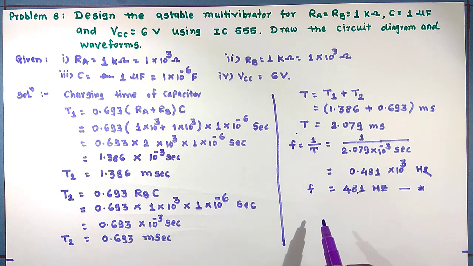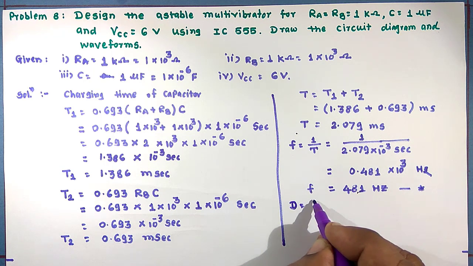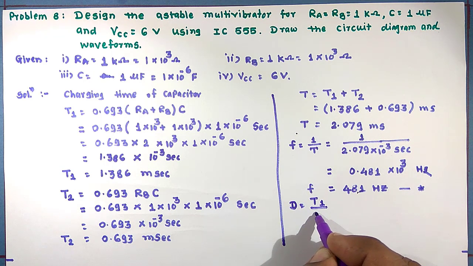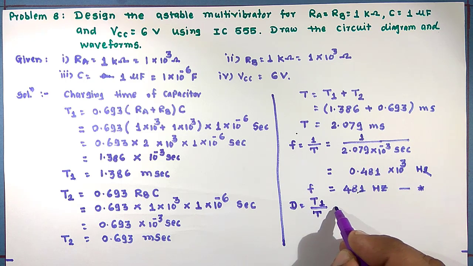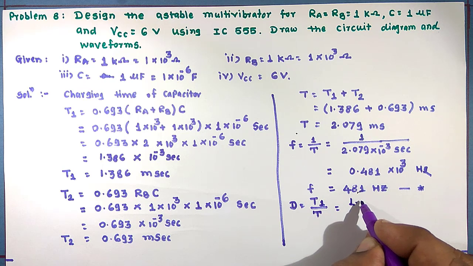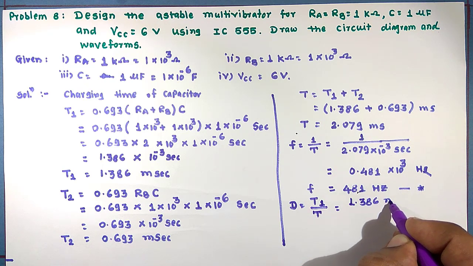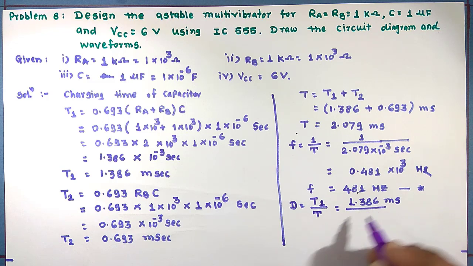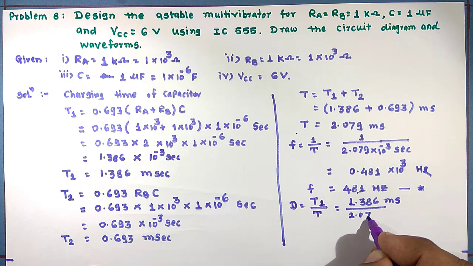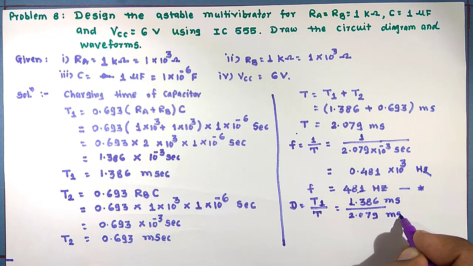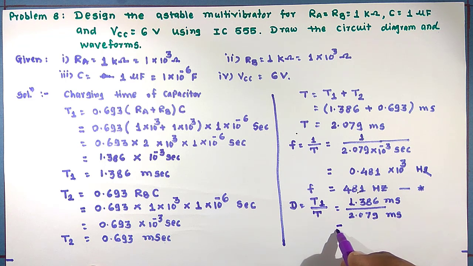Duty cycle can be obtained by using the formula D is equal to T1 divided by T, where T1 is T high, charging time, divided by total periodic time T. Here T1 is 1.386 millisecond divided by total time T, which is 2.079 millisecond. Hence, duty cycle D is equal to 0.666.